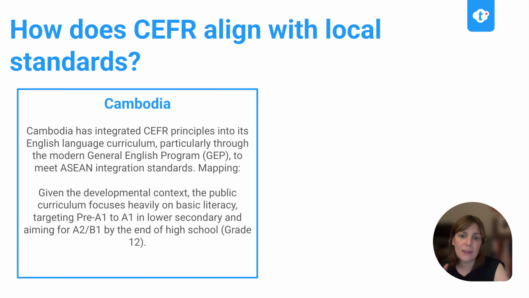In Cambodia, they've integrated the CEFR into their national curriculum, into their GEP program. The public school focus for primary school is very much pre-A1, A1, very basic. Secondary school, they focus on A2 into B1, and by the end of high school, they should be around B1.